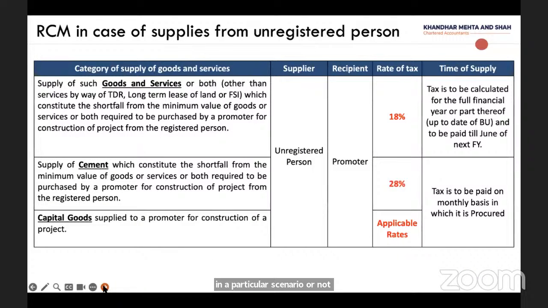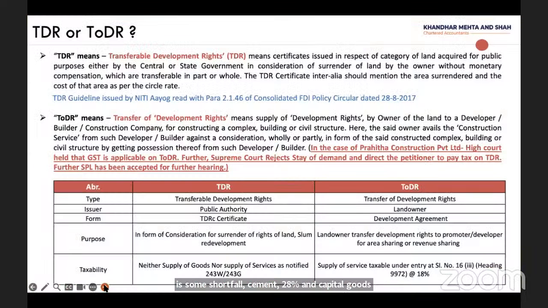This is the summarization of what we have discussed recently. Goods and services, 18% GST. If at all there is some shortfall, cement 28%, and capital goods applicable rates that are there. Now, quickly going to taxability of development rights.